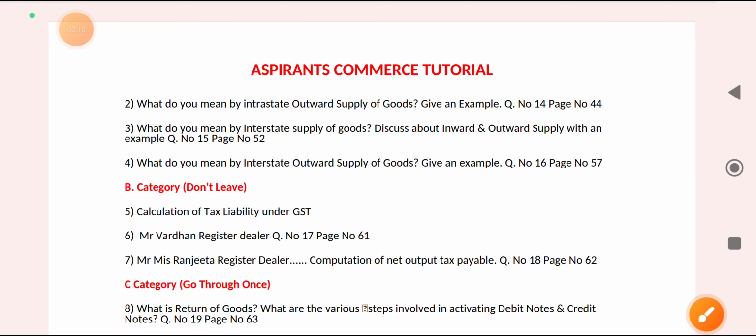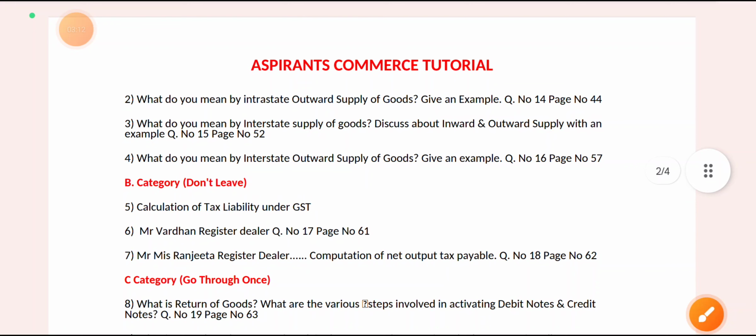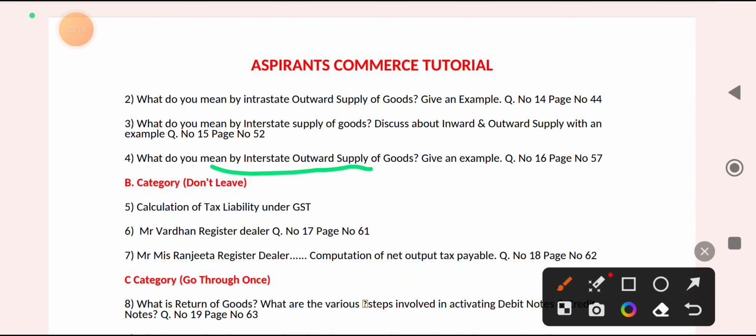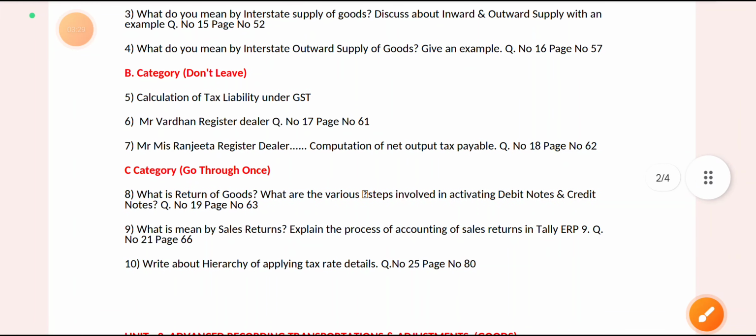Next, what do you mean by interstate outward supply of goods? Give an example. This is already covered here. Sometimes only separately, only outward he will ask. This is relating to those.